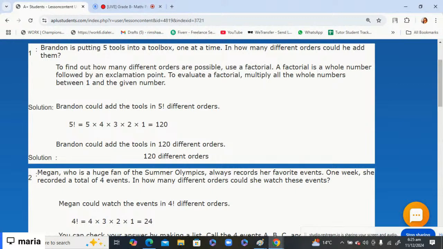So we need 4 factorial, which is 4 times 3 times 2 times 1. Multiplying 4 with 3, then 2, then 1, we get 24. So she could watch these events in 24 different orders. This is how we use permutations to find how many ways are possible to arrange the events.